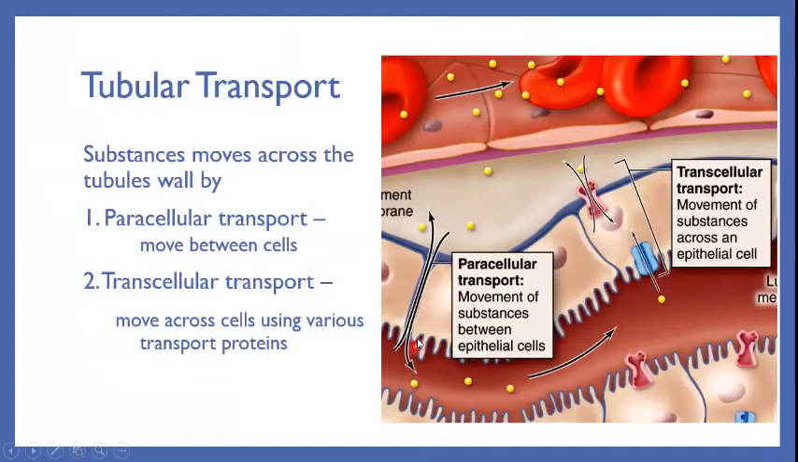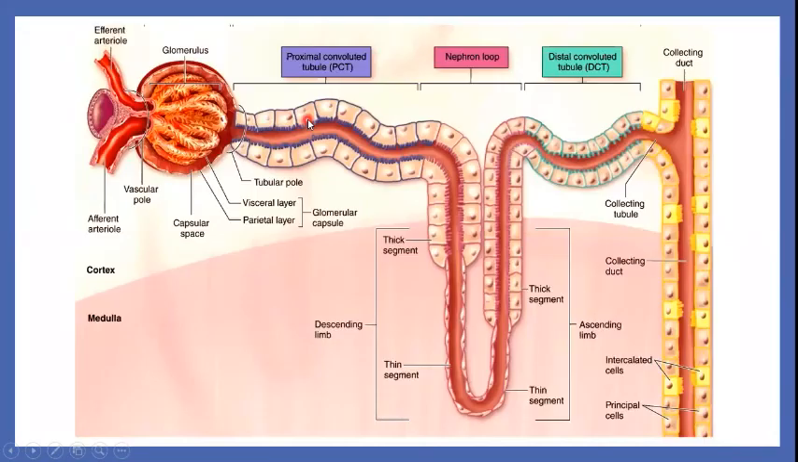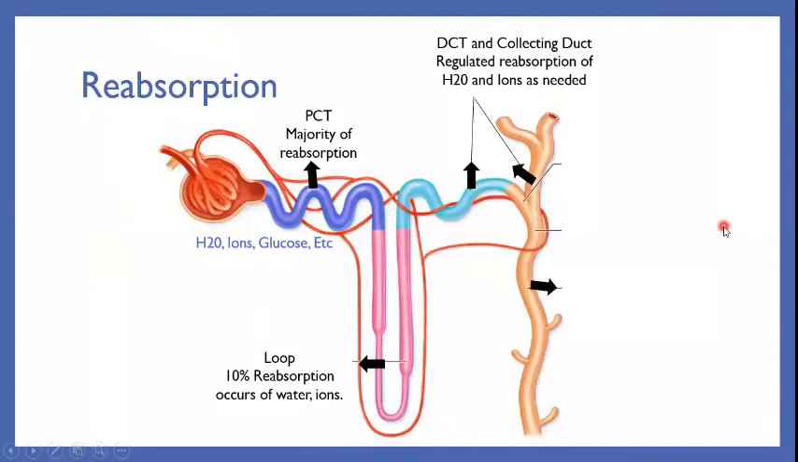Thus, it can be transported between the cells or through the cells. The transport pumps are going to be different in the proximal versus the loop, thin and thick, and the distal, and the collecting duct. So because of that, different things will be absorbed in different sections of the tubules.